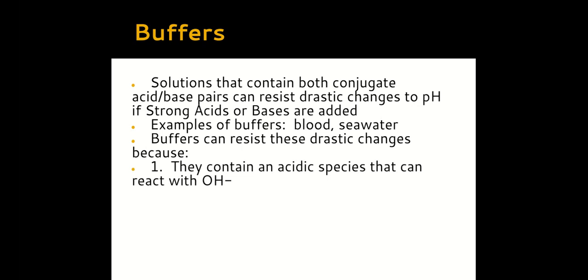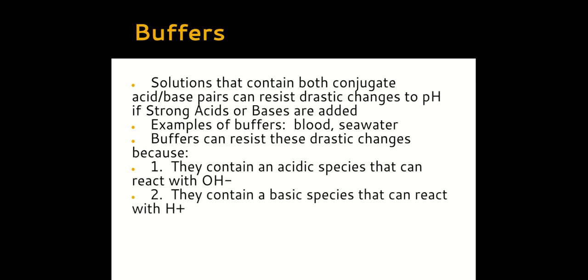So here's why buffers resist drastic changes. Buffers can resist drastic changes in pH because they contain an acidic species that can react with the OH-. So if we dumped in some OH-, there's an acid portion that neutralizes the OH-. A buffer also has a basic species that, if you dumped some strong acid in there, can neutralize that and react with the H+. So that's what buffers do.